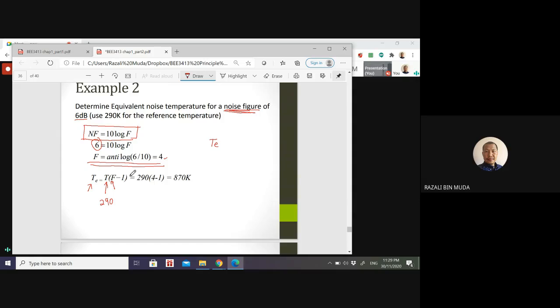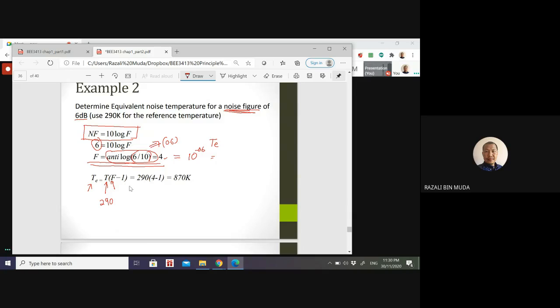Can you take your calculator? What is the actual value of anti-log 0.6? In your calculator, how do you write this? This is 10 to the power of 0.6. So you write this in your calculator, 10 to the power of 0.6, right?